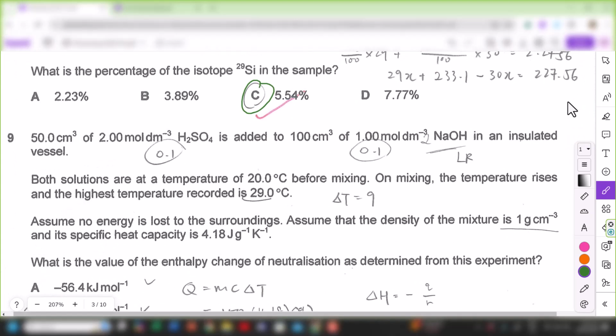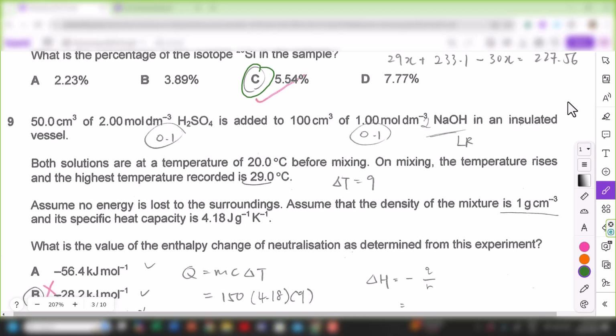Okay, next, question 9. We have 50 cubic centimeters of 2 moles per dm³ H2SO4. You add it to 100 cubic centimeters of 1 mole per dm³ of sodium hydroxide in an insulated vessel. Both solutions are at a temperature of 20 degrees Celsius before mixing. Okay, and then on mixing, the temperature rises and the highest temperature recorded was 29.0.